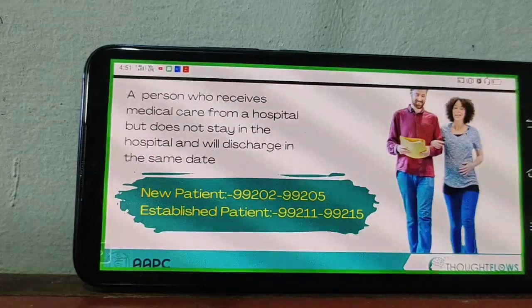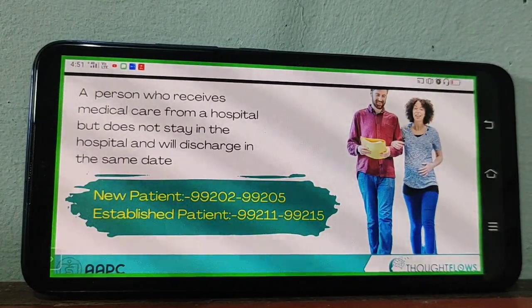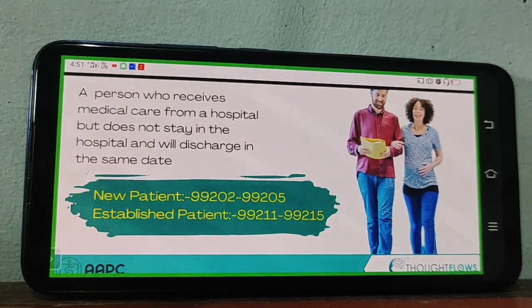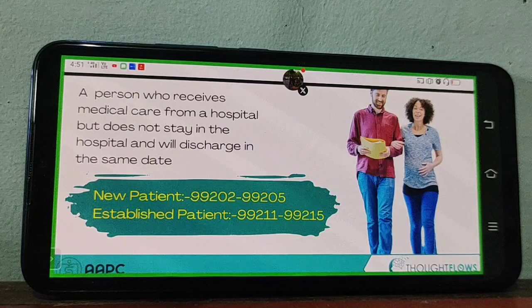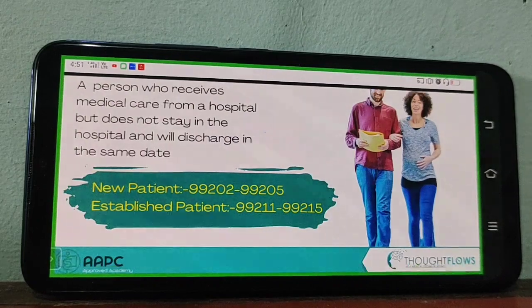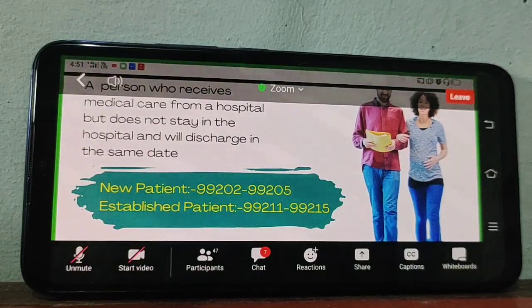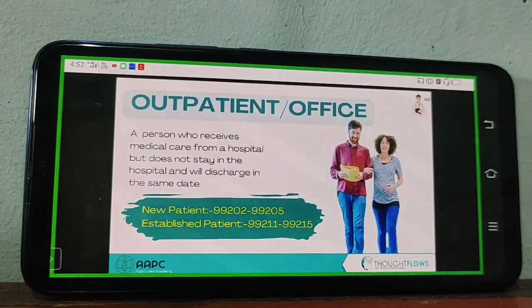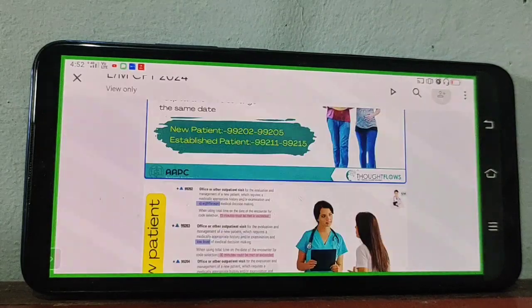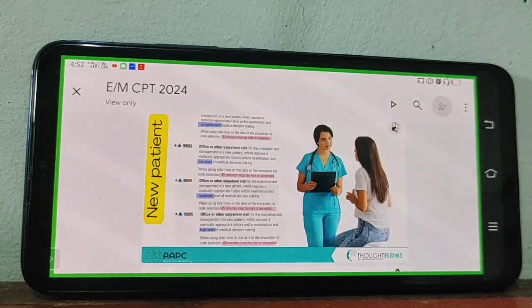New patient, 99202 to 99205. First, you have to check the facility in which the patient took the service. For outpatient, you have to check whether the patient is a new patient or an established patient. The code is based on the level of MDM or time. Straightforward MDM, 15 minutes. Low MDM, 30 minutes. Moderate MDM, 45 minutes, 99204. And 60 minutes. These are the code sections.